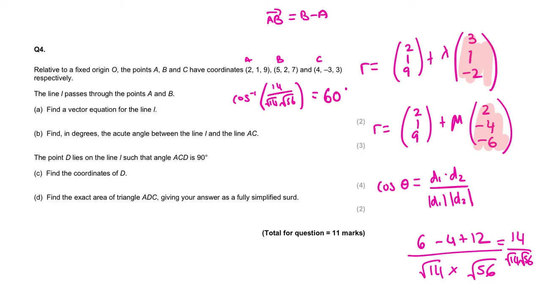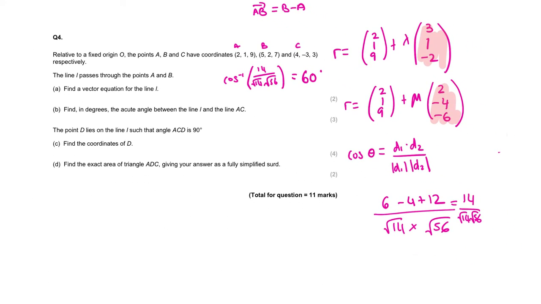Right then. Next part. The point D lies on the line L such that angle ACD is 90 degrees. Okay, we now need to start drawing this out. I just need to visualize what's happening because this then tells me the method. I have no idea what method I'm going to use until I've visualized it. Everyone works in different ways. So 2, 1, 9. So this is A.